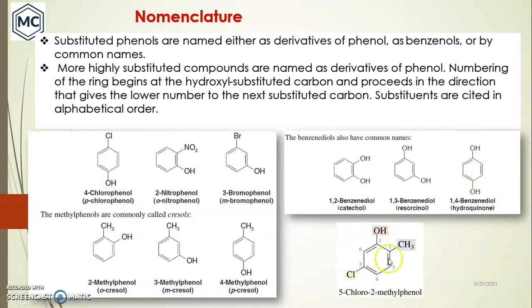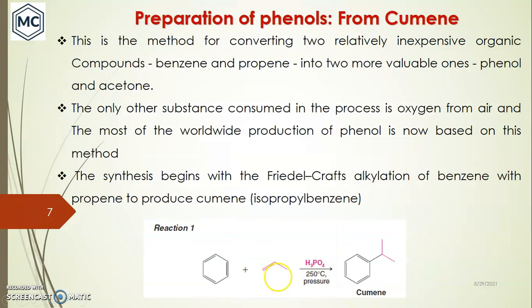And next example, if you have more than one substituent, that is methyl and chlorine, you have to start numbering from the hydroxyl group and go in this direction. The reason is the substituents should get the lowest numbers. You have two substituents here, one is the methyl group, another one is chlorine, so you have to cite them in alphabetic order. That is 5-chloro-2-methylphenol.